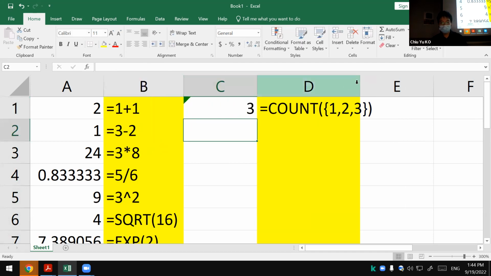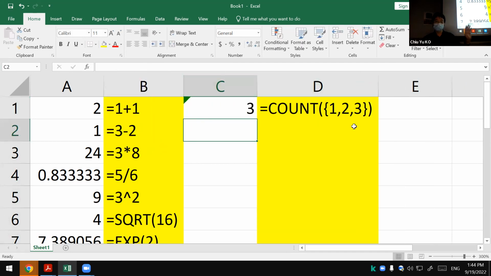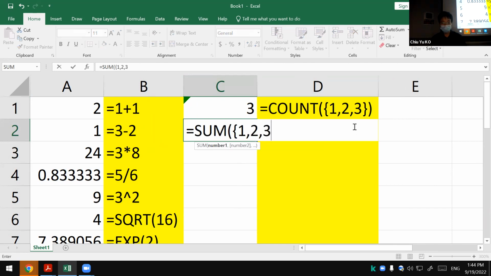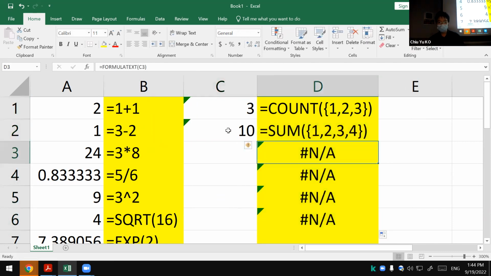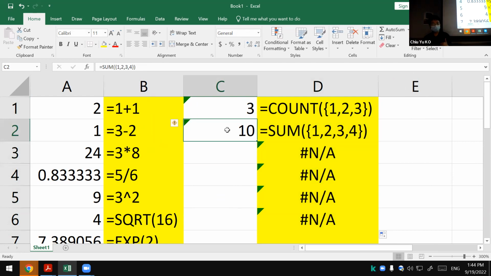Don't worry if you miss the slide or the Excel. I'll upload the Excel file at the end of class, so you don't have to worry. And the sum of 1, 2, 3, and 4, say. Okay, so this is how you use it.